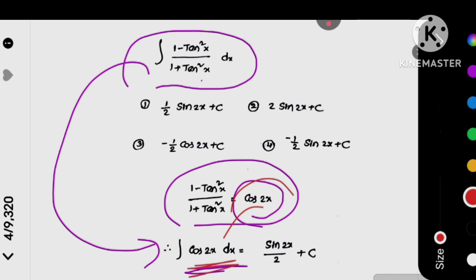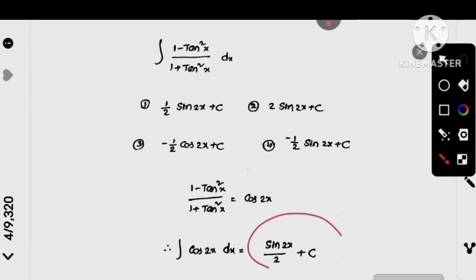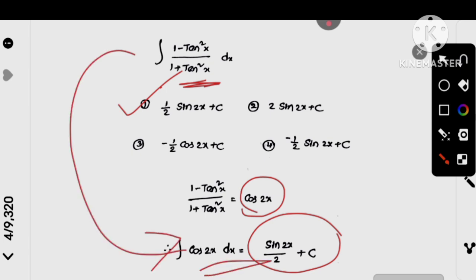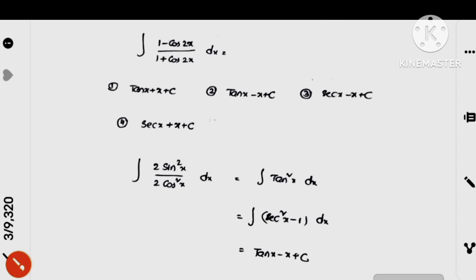So the question becomes integral cos 2x. What is cos 2x integration? Cos x integration is sin x. That is cos 2x integration sin 2x. But here x coefficient is equal to 2, which means write the by 2 here to the answer. So the answer becomes sin 2x by 2 plus c. That is nothing but the first option. That's all. Very easy question. Simply apply the formula 1 minus tan square x by 1 plus tan square x equal to cos 2x in the question, then directly take the integration to get the answer. Okay, see the next problem.